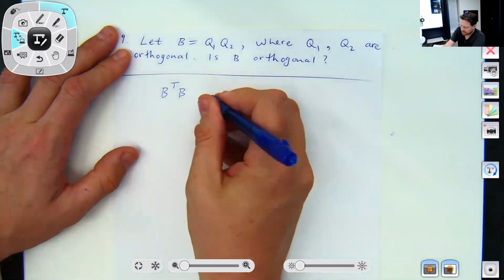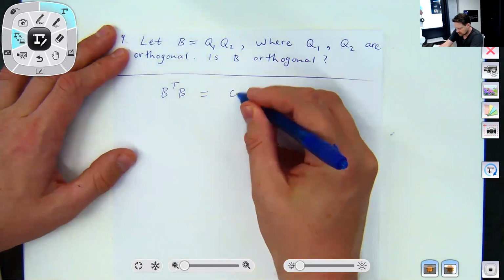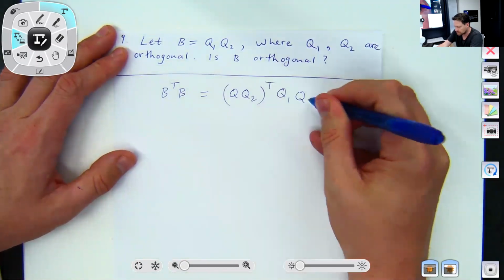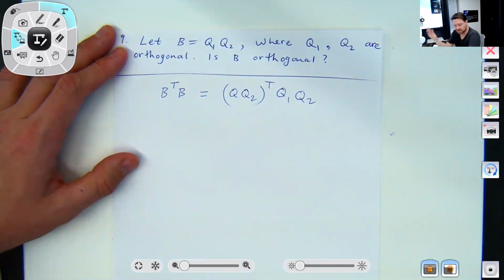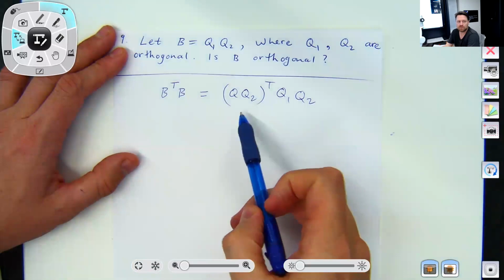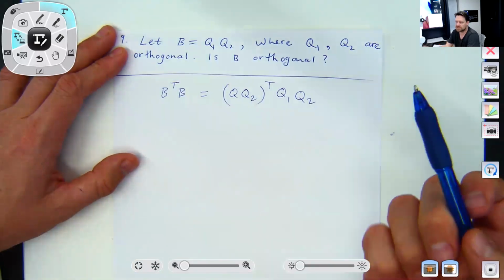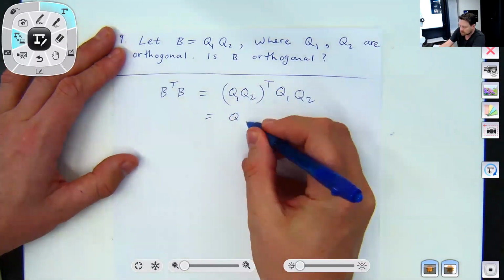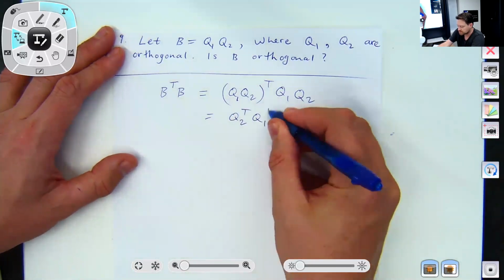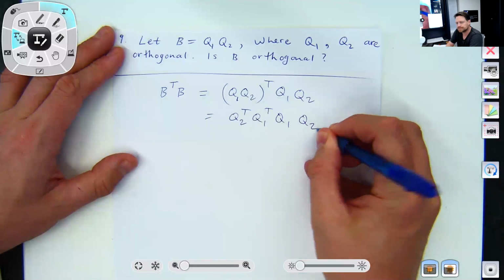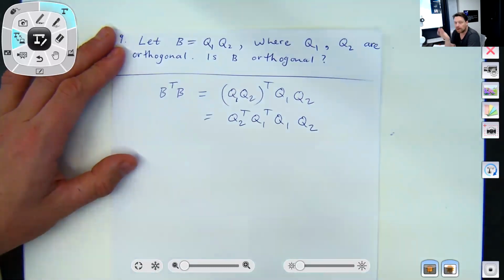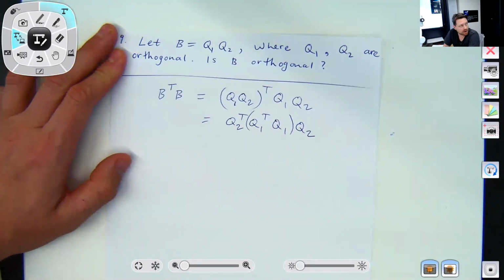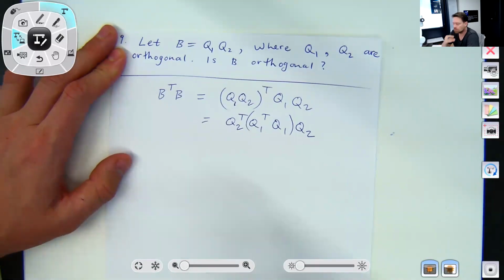Okay, so let's calculate this then. So we have Q1, Q2, and then all transposed, and then times Q1, Q2. Okay, so we have to apply the rule AB all transpose is B transpose A transpose. So we reverse these. There's a Q1 there. So we have Q2 transpose, Q1 transpose, Q1, Q2. And now our multiplication is associative, right? So we can introduce some brackets right here to emphasize that we want to look at Q1 transpose times Q1.